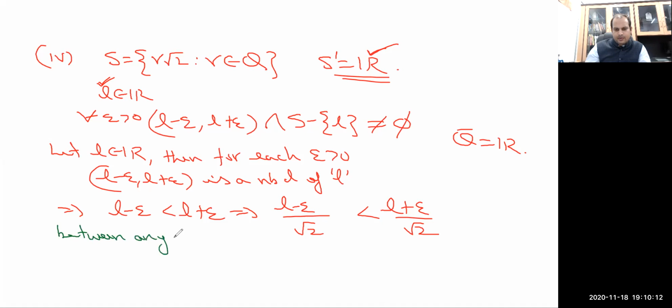between any two distinct real numbers there lie infinitely many rational numbers.